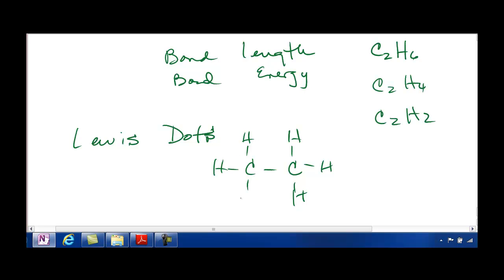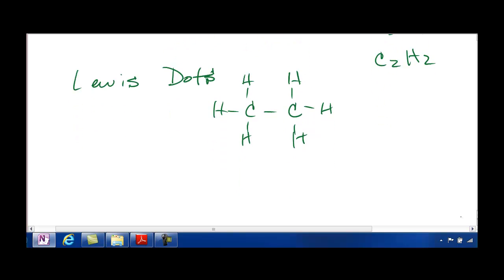This is how fast you can do Lewis structures once you know what you're doing. First you start and you have to snap and do this and that, and after a while it's like, I can do this with my eyes closed. That's when you're ready for your test. That's C2H6.